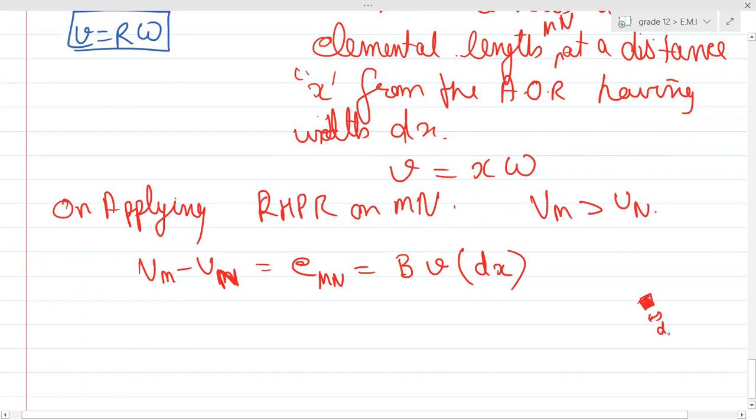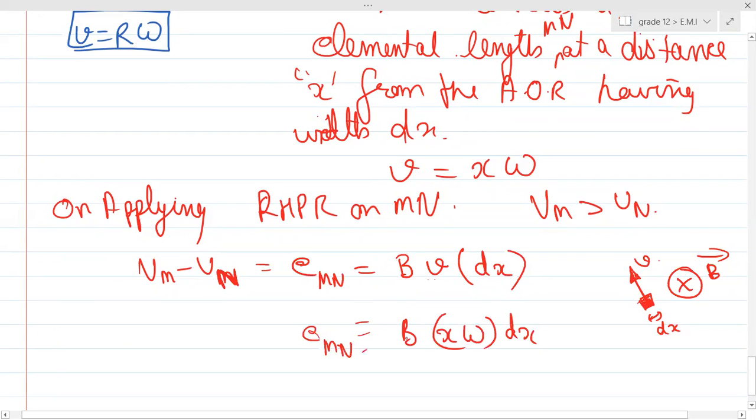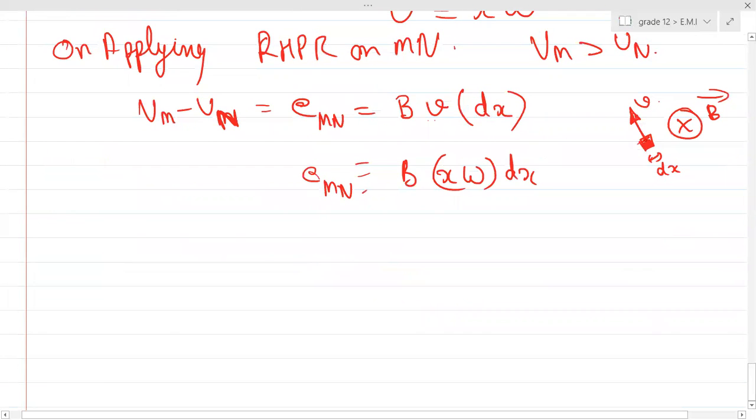The length was dx, the velocity was v, and the magnetic field was into the plane. So B v dx. Yes. So when you have this, v will be equal to what? v was equal to x omega into dx. So this is your EMF. Now can you see over here, guys, this small element behaves as a small battery, a small e, you can name it as dE, right?